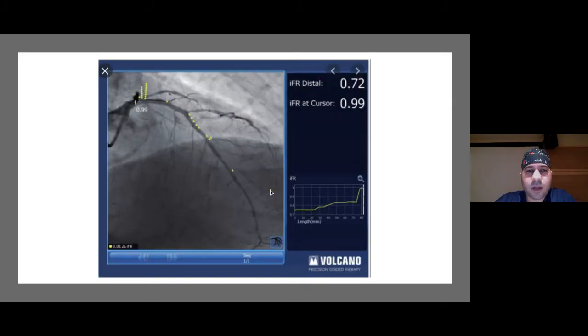The other thing that we could use is a non-hyperemic pullback with co-registration. And this is done exactly the same as you would do for an FFR pullback, but here you have the advantage of co-registering. And the nice thing about it, it shows you where significant changes in pressure have been. Each yellow dot is 0.01 difference in pressure. And as you can see here at the proximal LAD, this is where the biggest pressure drop is. So this would guide your PCI.